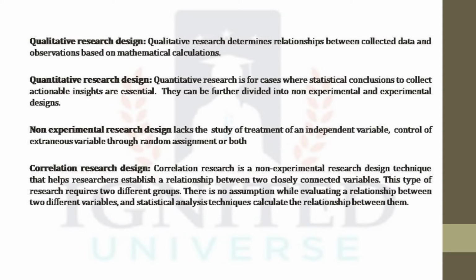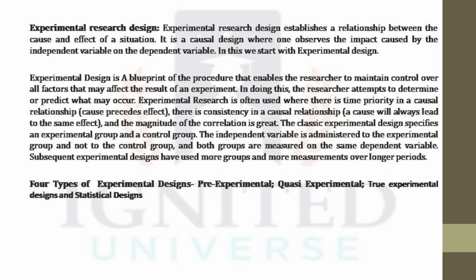One of the major branches of research design is catered by experimental research design. Experimental research design establishes a relationship between the cause and effect of a situation. It is a causal design where one observes the impact caused by an independent variable on the dependent variable. In this, we can start with the concepts of design of experiments.